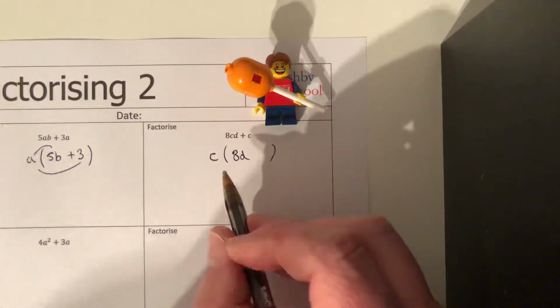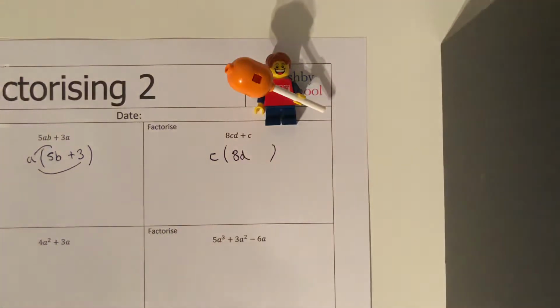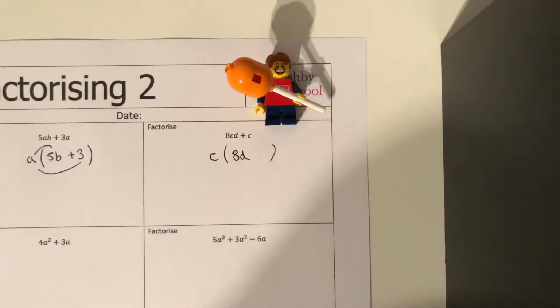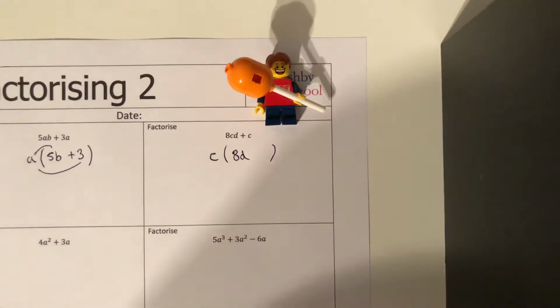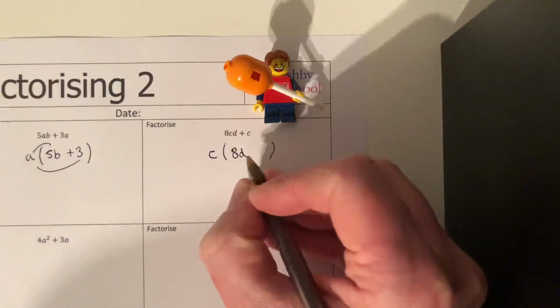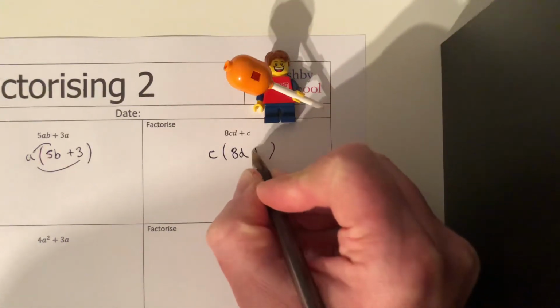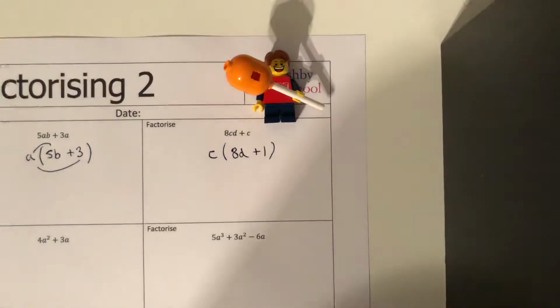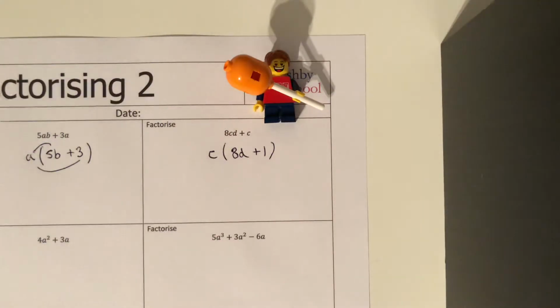And this one does catch people out. What do we times c by to get to c? People go, nothing, you've already got the c. Well, true. But think about it, what's the one number you can multiply by that won't change the number you've got? That is the number 1. So c times 1 gives me c, and c times plus 1 gives me plus c. And again, what I've now got is the factorised form. If you wanted to check, you could multiply out the brackets again and expand it.